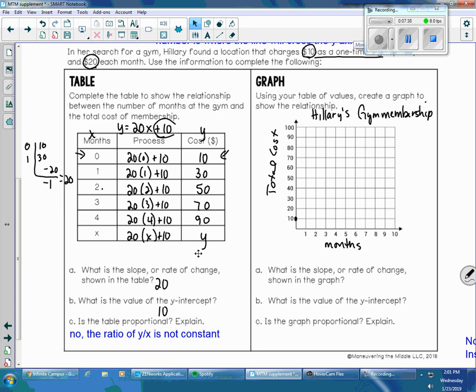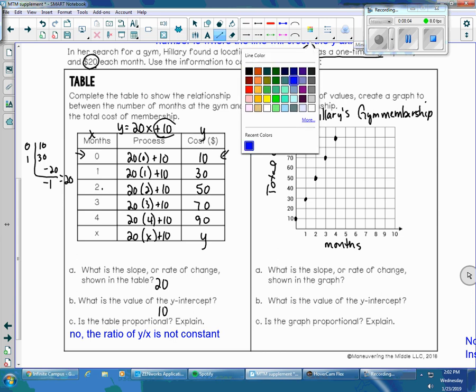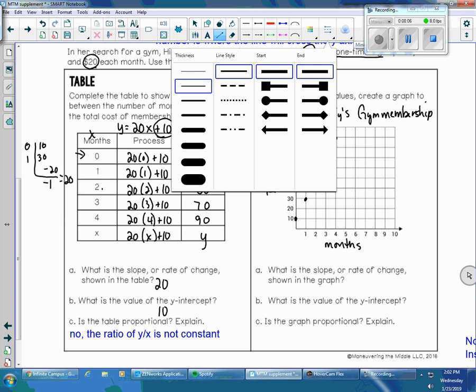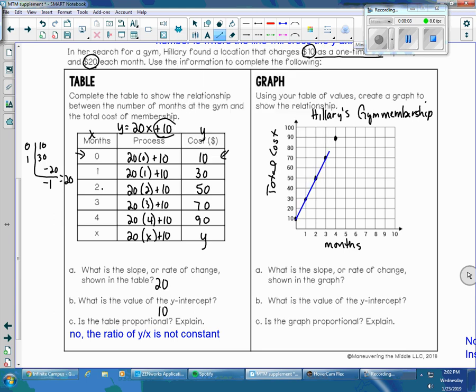All right, so I have 0, 10 on here. I've got to do 1 and then 30, 2, all the way up to 50, and 3, up to 70, 4, 90, and that's the end. Use a straight edge. I don't have a straight edge tool, but I'm going to use my line creator thing. And I'm going to draw a straight line from where it begins all the way through my points going all the way up.